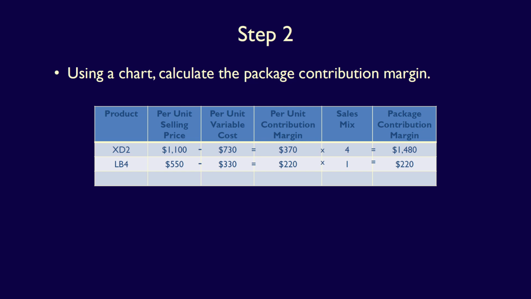We have one more thing to do. The package contribution margin is actually equal to the individual amounts from XD2 and LB4, 1,480 plus 220, which is equal to a package contribution margin of $1,700. This is the contribution margin that we earn from selling 4 units of XD2 and 1 unit of LB4.